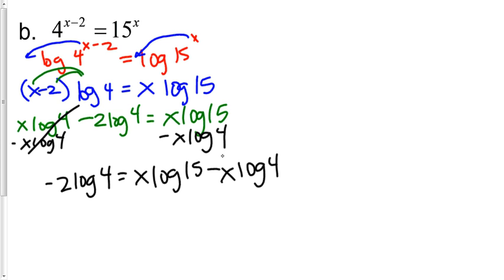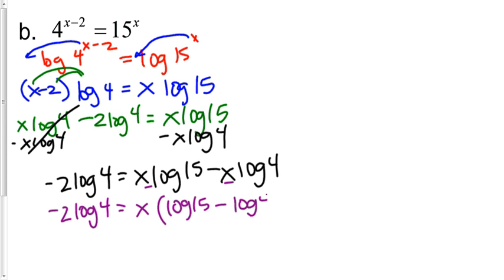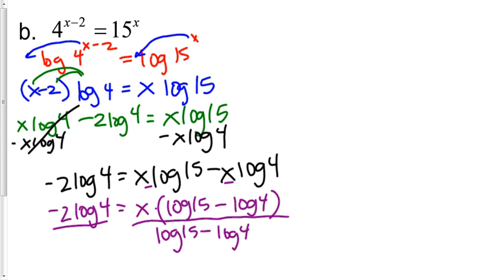Next step, both of these x's and these logs, we need to factor them out. I'm trying to figure out what x is here, so I don't want 2 x's, I want just 1. So we're going to factor out an x from each term, bring the x out in front, and then use parentheses: x times log 15 minus log 4. Now these are being multiplied, so finally I can divide both sides by log 15 minus log 4. That's going to cancel out on the right side.